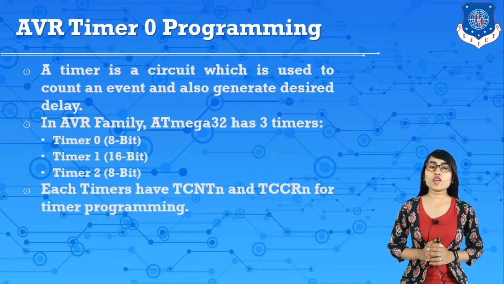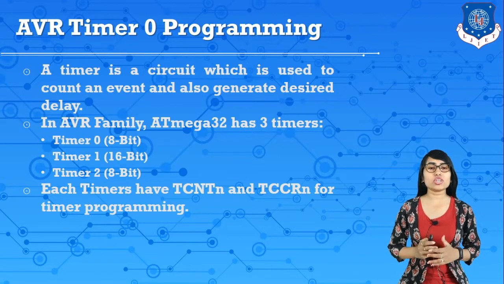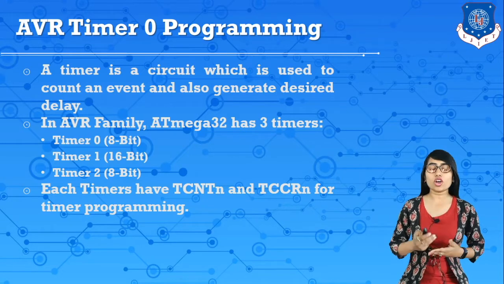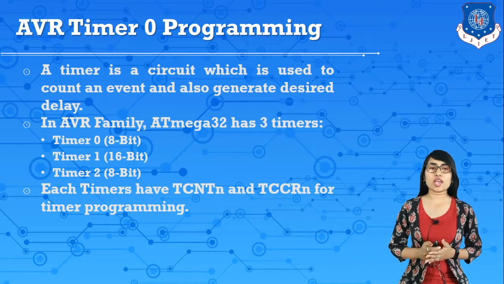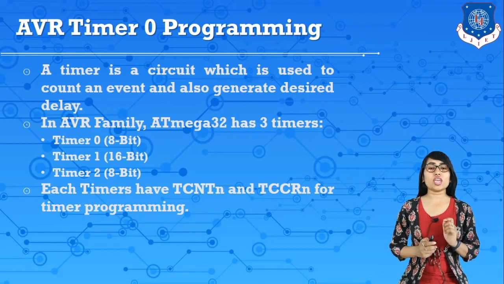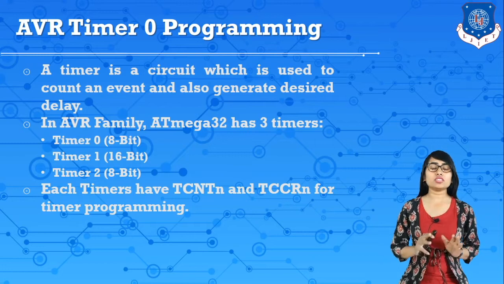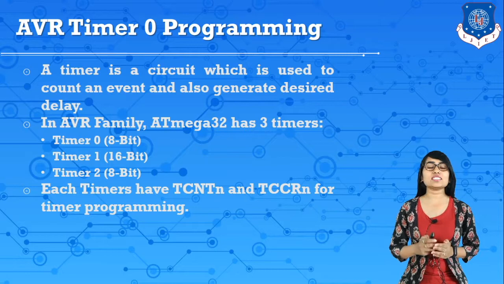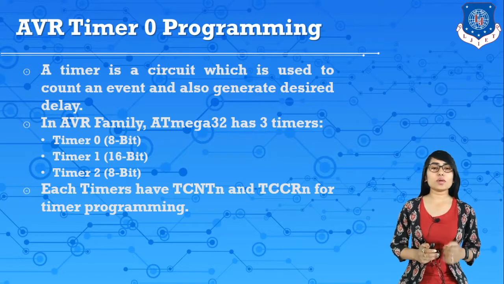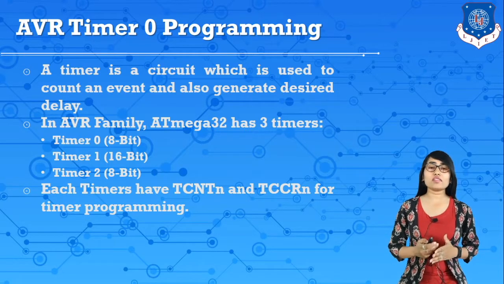In the AVR family, ATmega32 has 3 timers: Timer 0, which is 8-bit, Timer 1, which is 16-bit, and Timer 2, which is 8-bit. Each timer has TCNT and TCCR registers for timer programming. To program this timer, we have two types of registers, that is TCNT and TCCR. So let's discuss what is the TCNT register and what is the TCCR register for Timer 0.